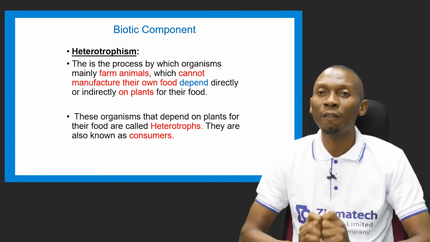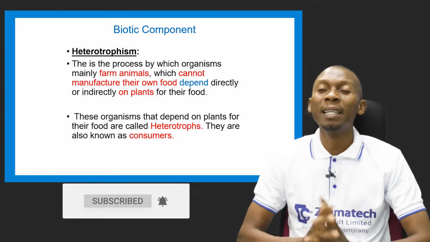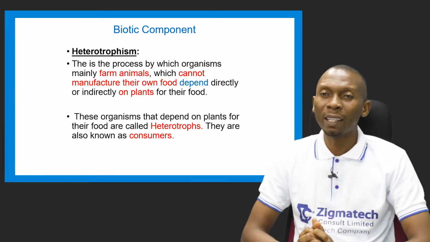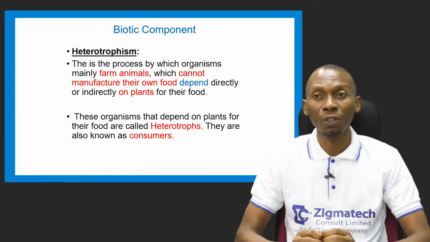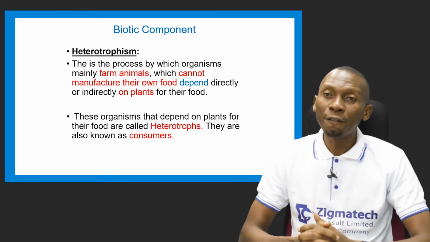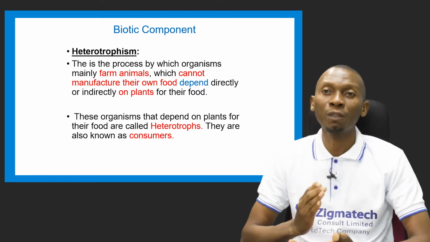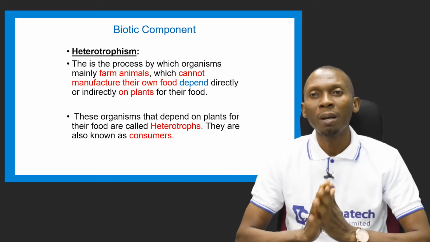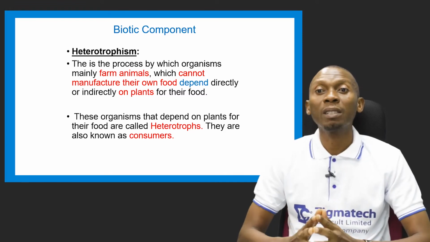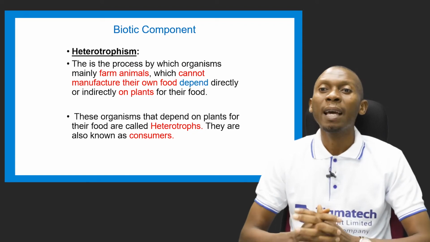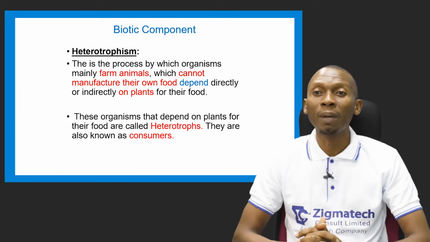They cannot manufacture their own food, but they depend either directly or indirectly on plants, which are the producers, or the autotrophs, for their food. So they depend directly or indirectly on plants for their food. So this process is called heterotrophism. And the organisms that depend on plants, or the organisms that carry out heterotrophism, are called heterotrophs. They are also called consumers.